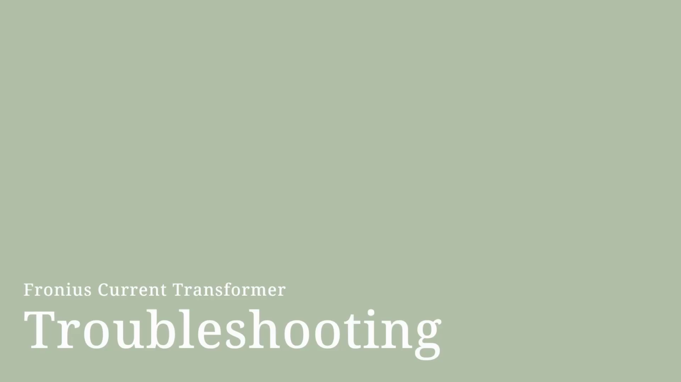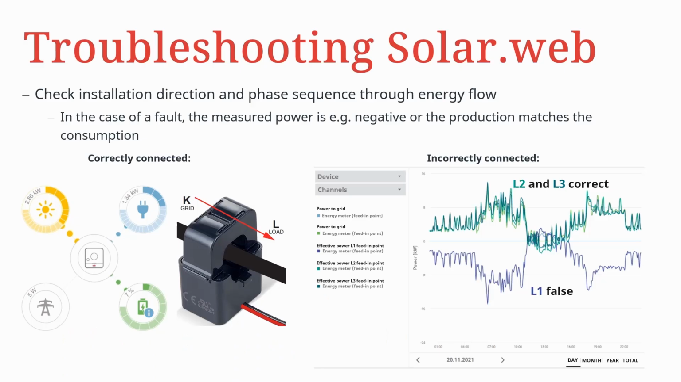So the next point is troubleshooting. If you do not observe these points, errors will occur. Therefore I would like to show you troubleshooting on Solar.web and how to recognize the errors. The first step in case of a fault is that you should always check the installation direction and the phase sequence through the energy flow in Solar.web.